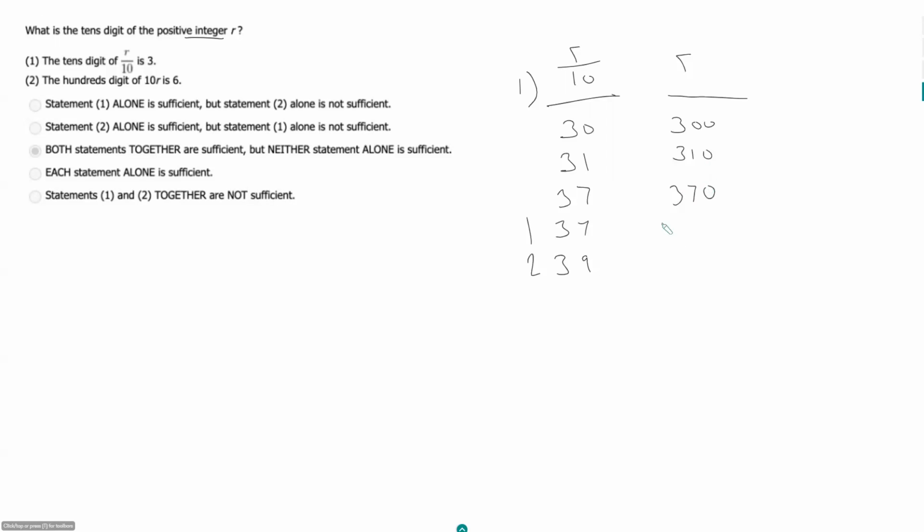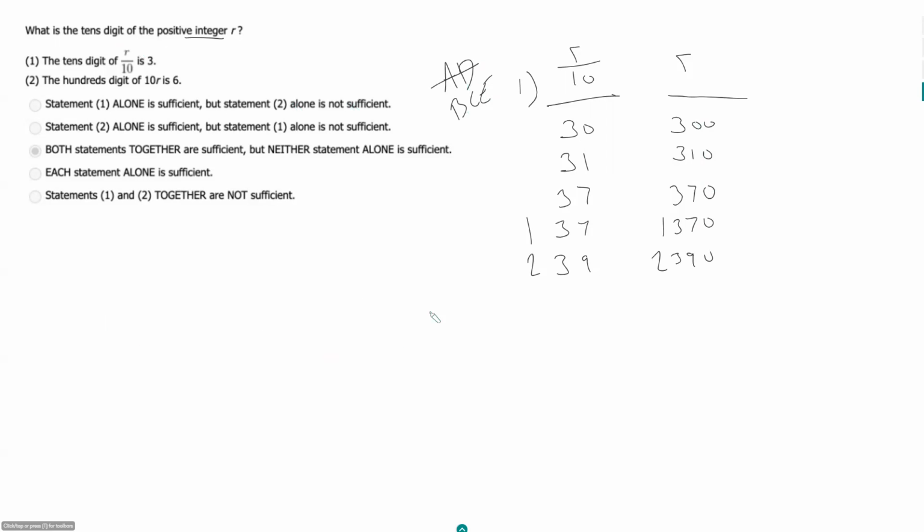But we don't care about the units digit. We care about the tens digit of r. So here we got a tens digit of 0. Here we got a tens digit of 1. That is enough to make this insufficient.